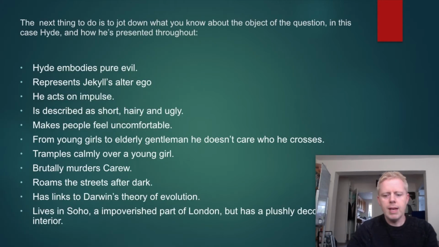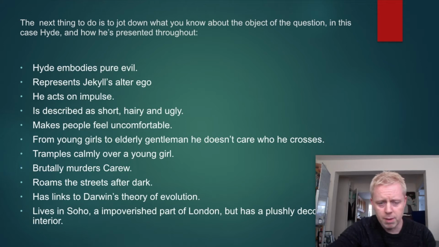Okay, so you've got 52 minutes to answer this question in the exam. You need to be jotting down some notes, writing a plan. 5-6 minutes for a plan is important, so you can structure your ideas, structure your thoughts.